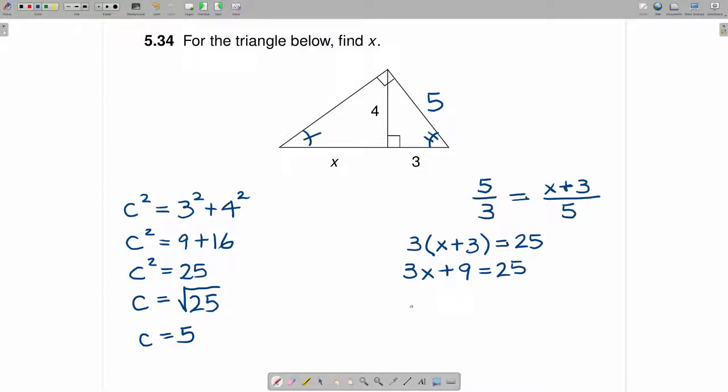Next step is to subtract 9 from both sides of the equation. When you subtract 9 from the left-hand side of the equation, you get 3x. When you subtract 9 from the right-hand side of the equation, you get 16. And finally, the last step is to divide both sides of the equation by 3. When you divide the left-hand side by 3, you get x. When you divide the right-hand side by 3, you get 16/3. So this length from right here to right here is equal to 16/3.